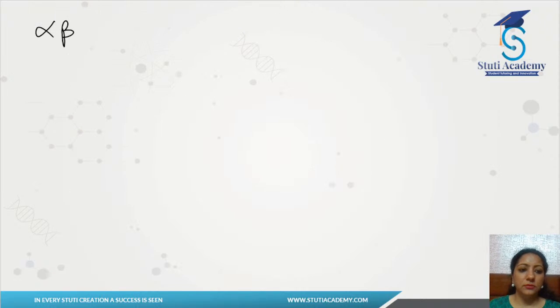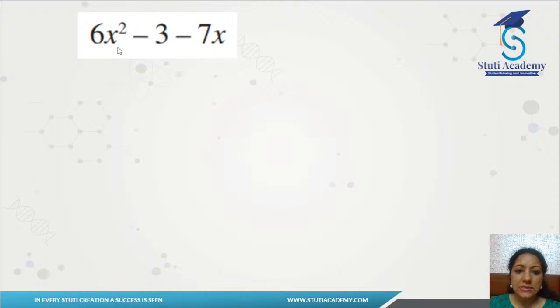So here we have 6x square minus 3 minus 7x. We have to solve for the zeros of this polynomial. Children, please notice, right in the beginning I told you, you have to first check whether the polynomial is in standard form. You should first have x square term, then x term, and then the constant term. This polynomial is not in standard form. So the first step is, I'm going to write this as 6x square minus 7x minus 3. So I'm going to rearrange the terms and write this in the standard form.